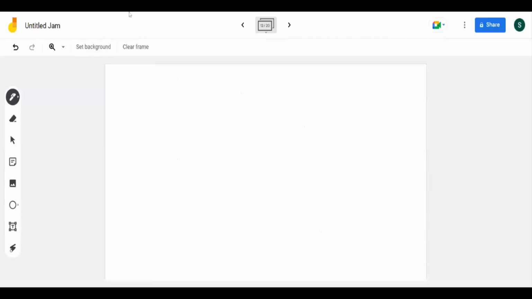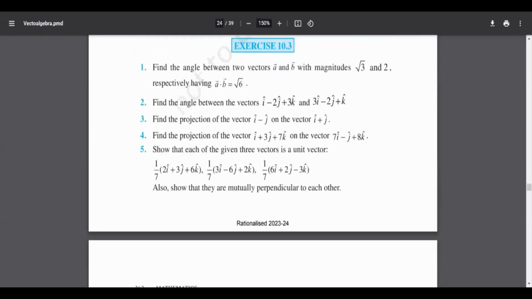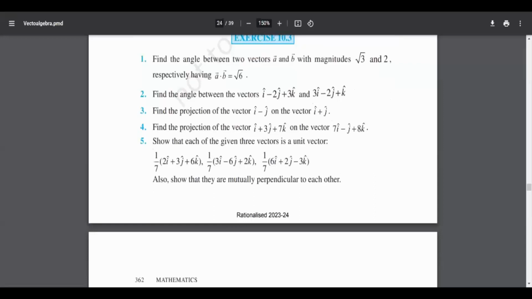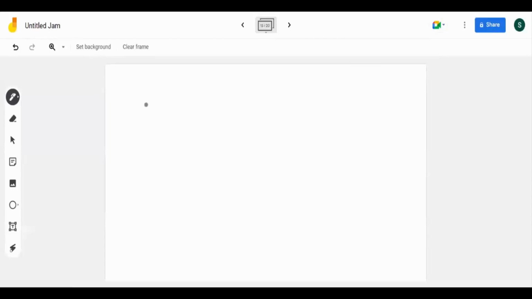So let us move on to question number 3. Find the projection of vector i minus j on the vector i plus j. Okay, so this is kind of a tricky question, like i minus j and i plus j.